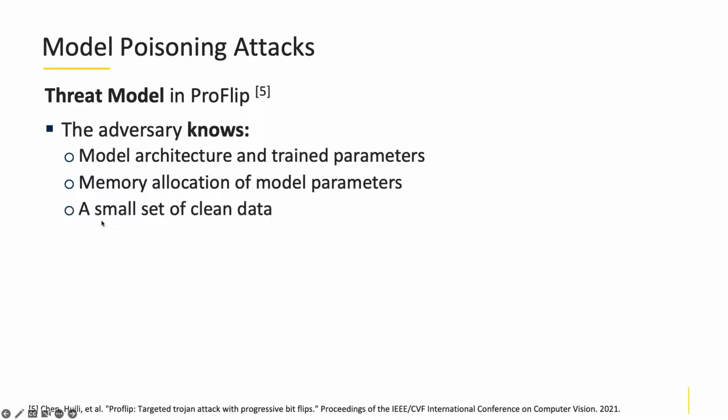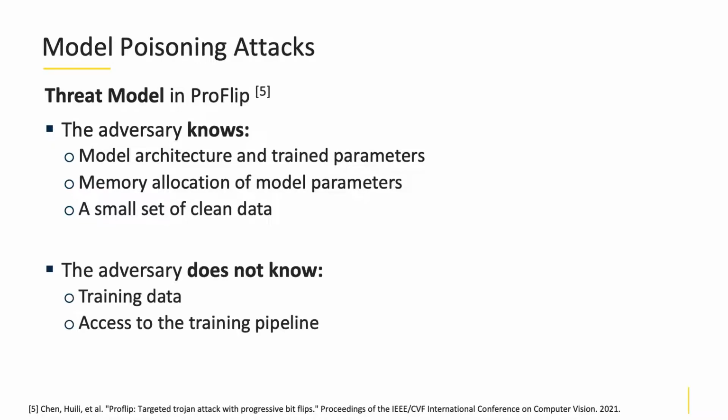The third assumption is that the adversary has access to a small set of clean data. This does not need to be a subset of the training data, but it should be a set of data that's relevant to the same data application. ProFlip does not require the original training data of the victim model, and it does not require the adversary to perturb the training process.